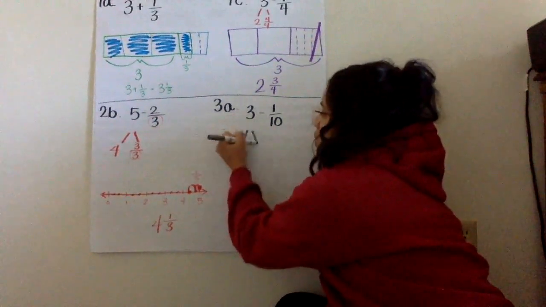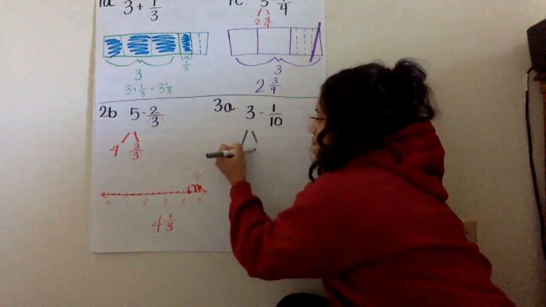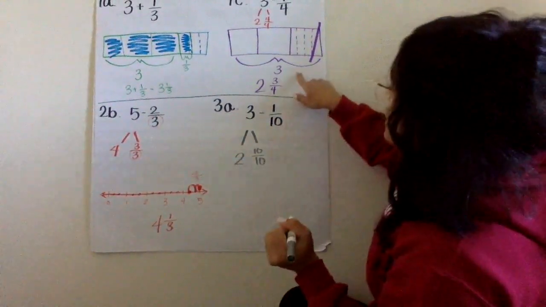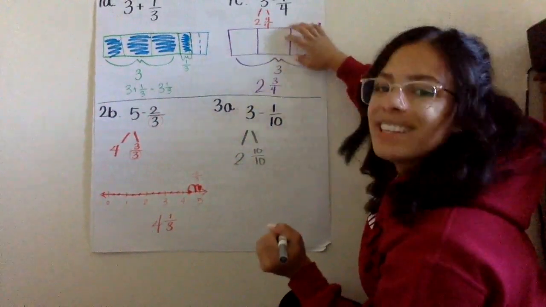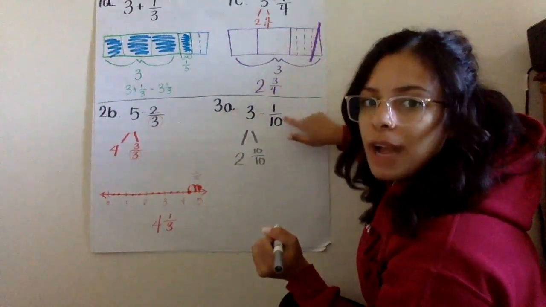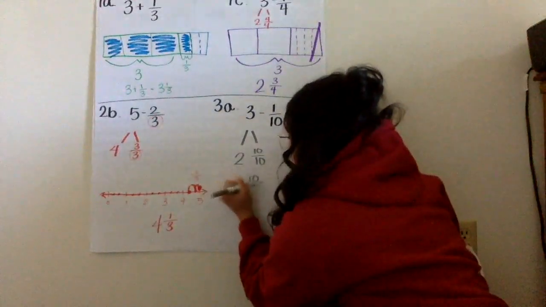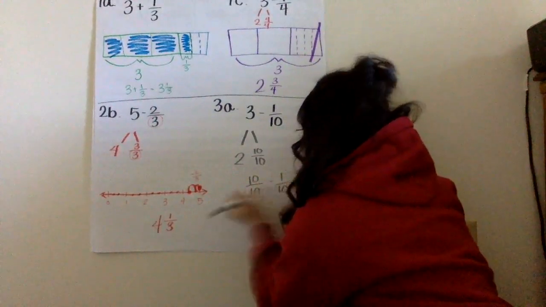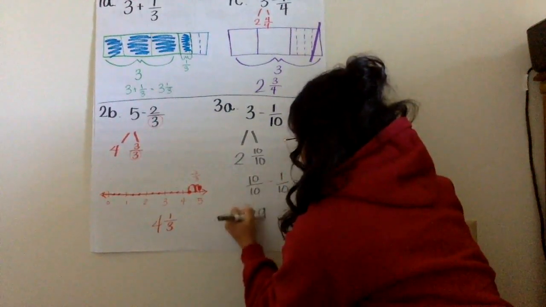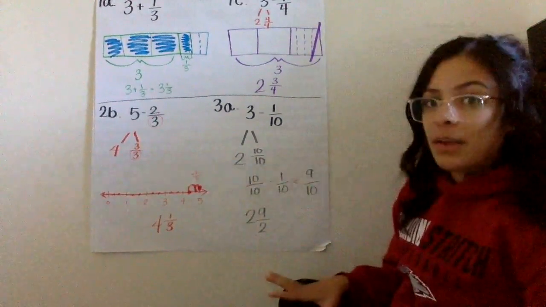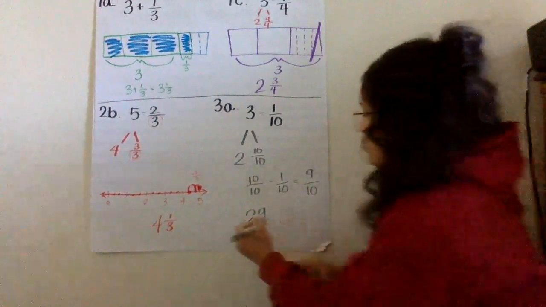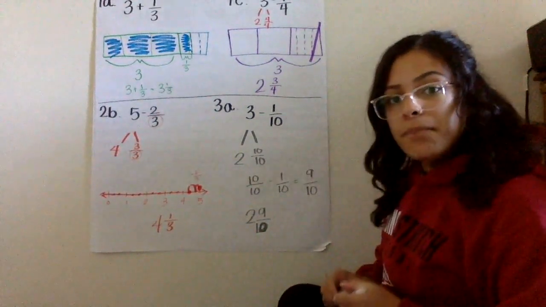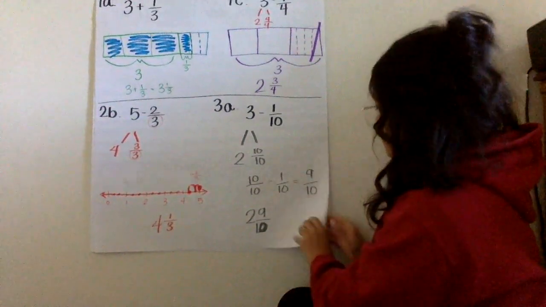So I'm going to break 3 into 2 and 10/10. Okay? Similar to what I did here. I know I'm going to have these 2 wholes and I only need to break apart that last whole when I'm subtracting my 1/10. When I do that, I do 10/10 minus 1/10 to get 9/10. Then I add that back on to the 2 that I didn't have to do anything with to subtract to get 2 and 9/10. Okay? So that one's going to walk you through that first part of the exit ticket.